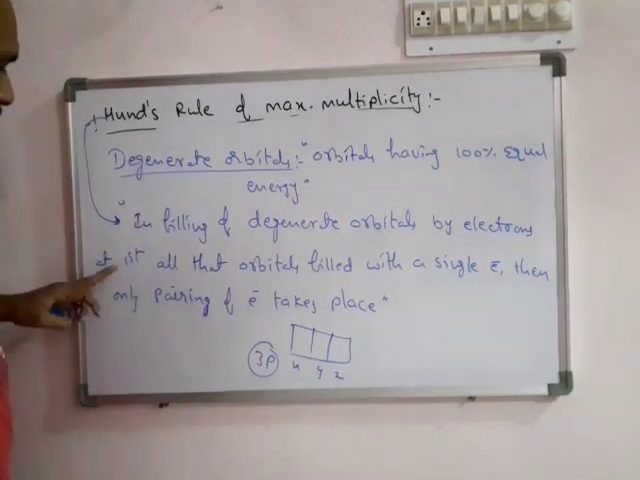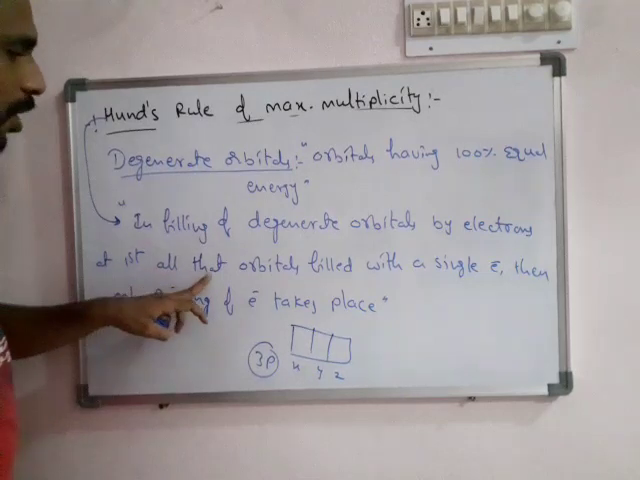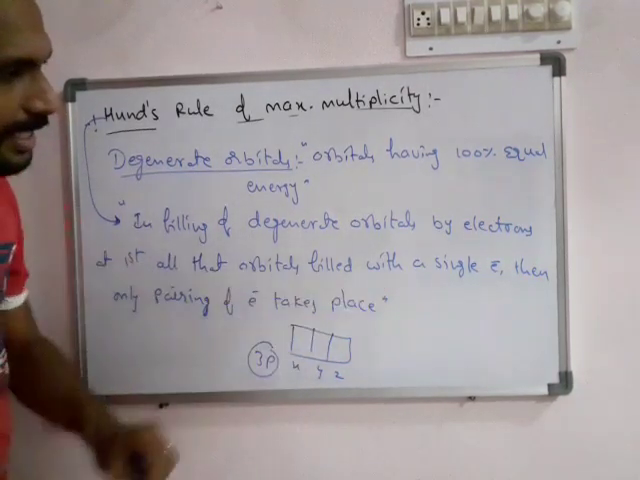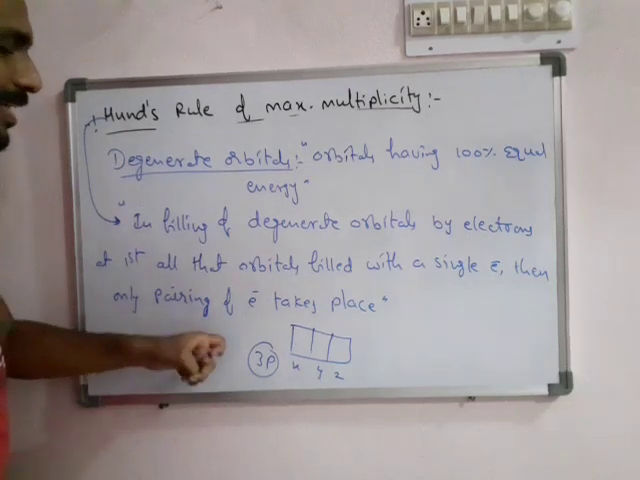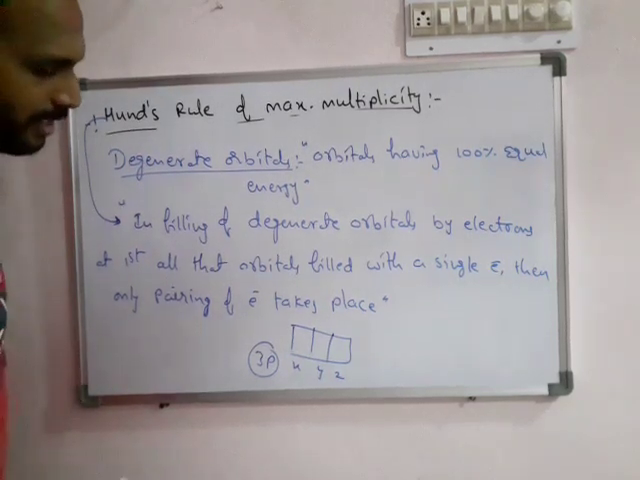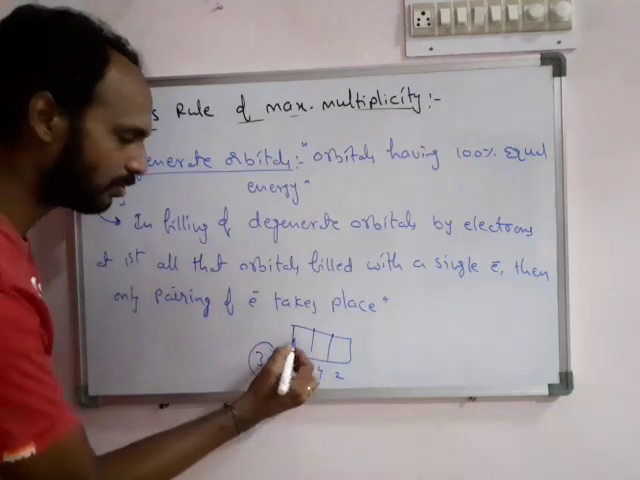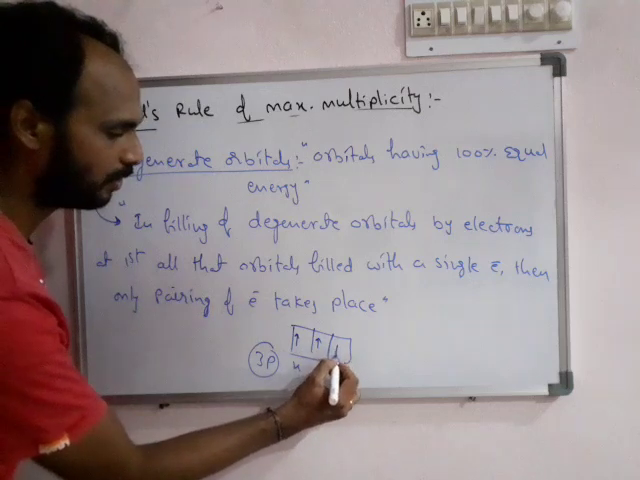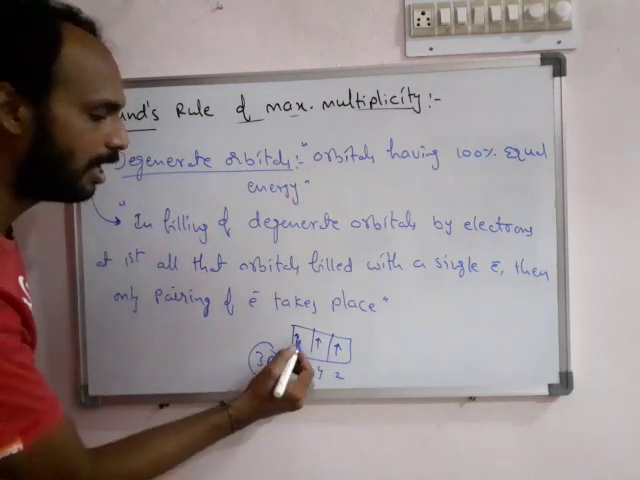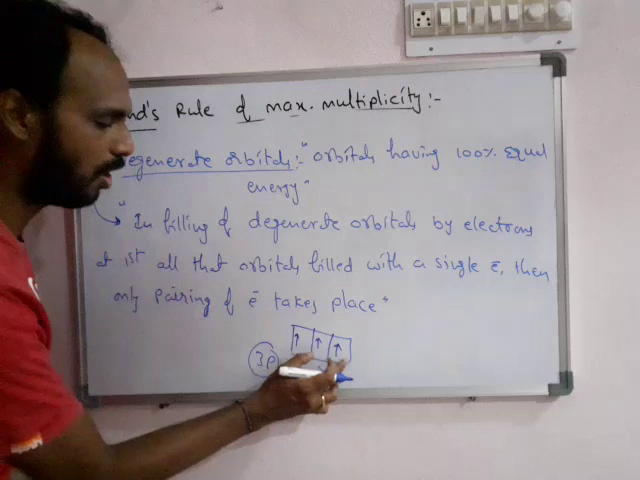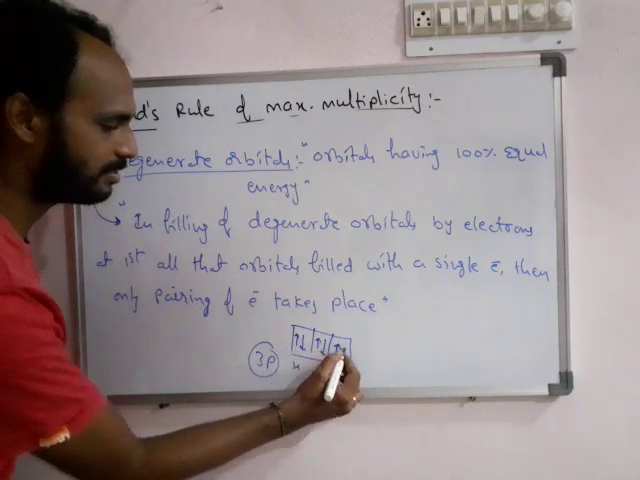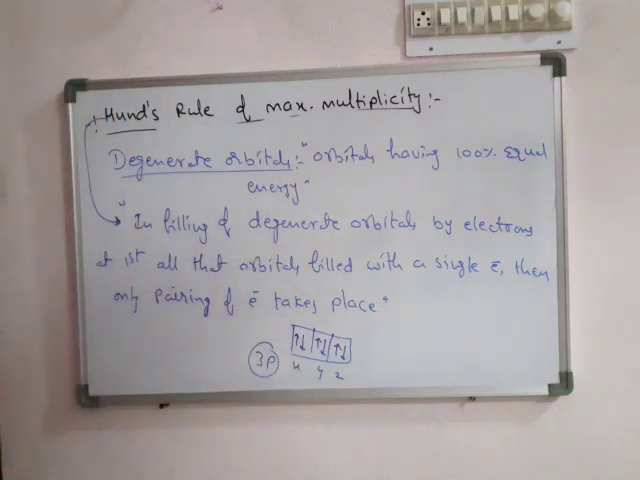By electrons, at first all that orbitals are filled with a single electron, then only pairing of electrons takes place. For example, 3p లో only one electron choice అనుకో, first ఇలా fill up అవుతుంది, next second ఇలా fill up అవుతుంది, third ఇలా fill up అవుతుంది, next whatever fourth. Now after filling all orbitals with a single electron, pairing will start. Okay, so this is called Hund's rule.